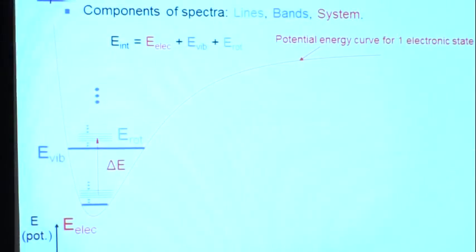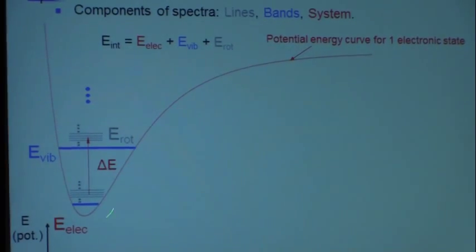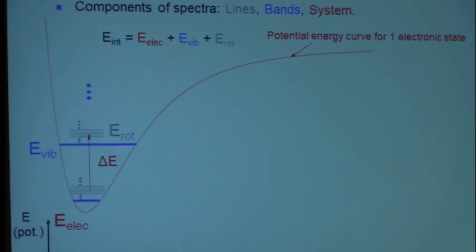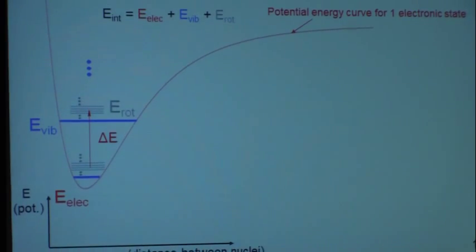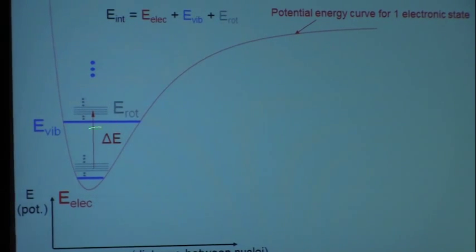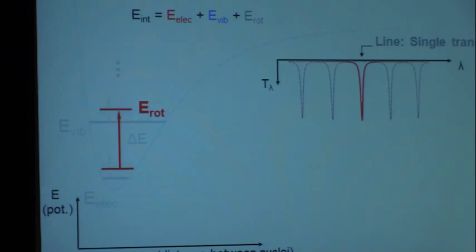Or if you start with a molecule like nitrogen or CO at room temperature, it resides down here. You have to add all of the dissociation energy to pull it apart. So it resides down here, and then we have to pay attention to the fine structure of the rotational energies and the vibrational energies. So remember, internal energy is comprised of three parts. If we're only dealing with rotation and vibration in one electronic state, we're just down in here. Okay, so components are lines, bands, and systems.